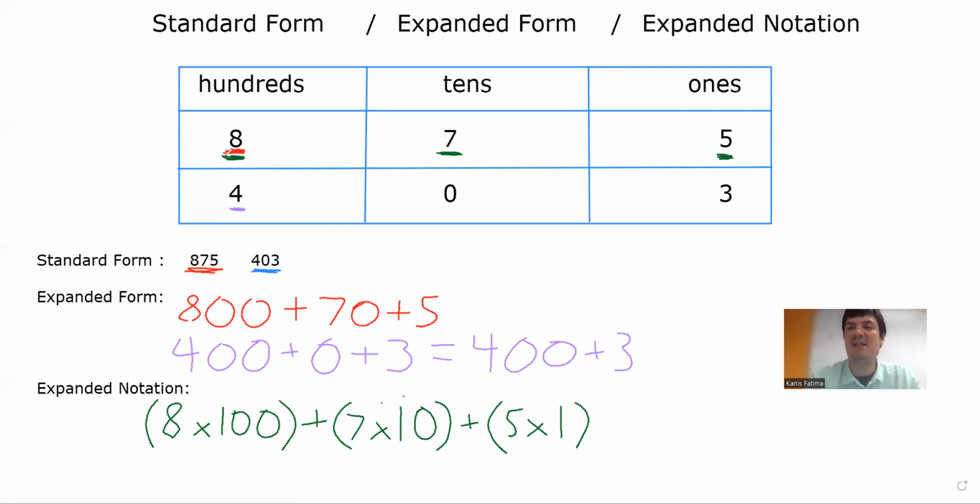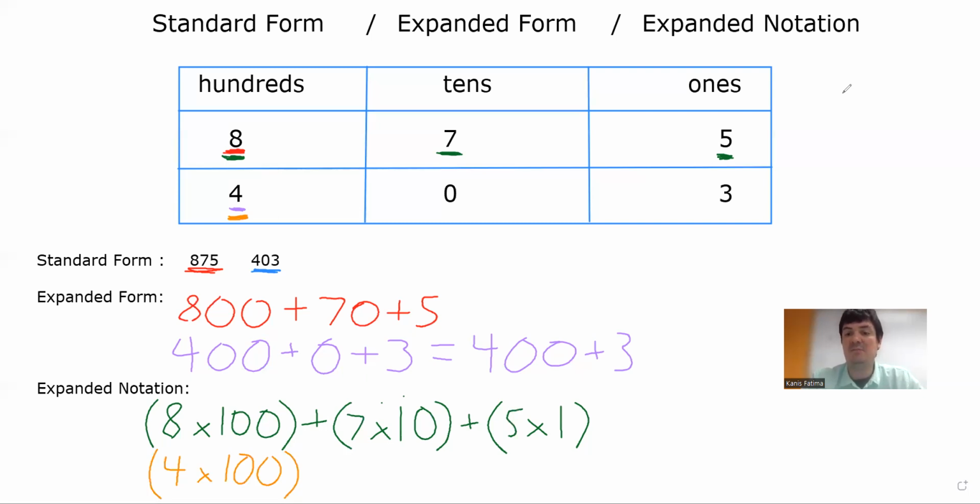Now let's look at my second number. My second number is 403. So again, I'm going to start with my first digit, 4. Again, I'm going to use parentheses. Now, 4 is in the hundreds column. So again, I'm going to write my digit 4, just the number 4, and I'm going to multiply it by 100 because again, 4 is in the hundreds column. So 4 hundreds is the same as 4 times 100.